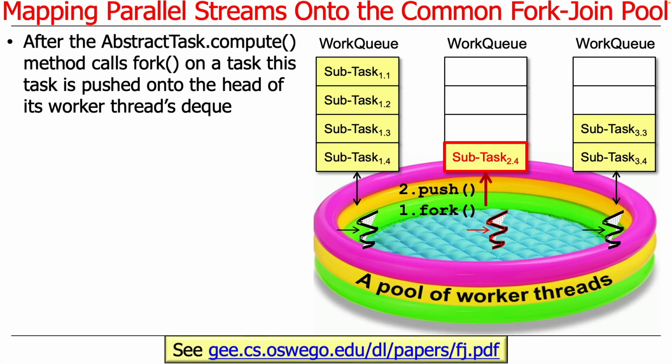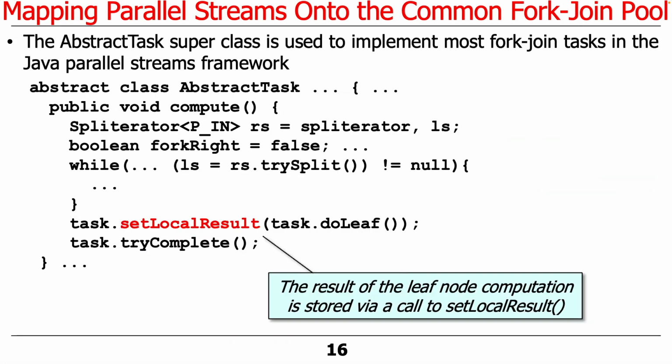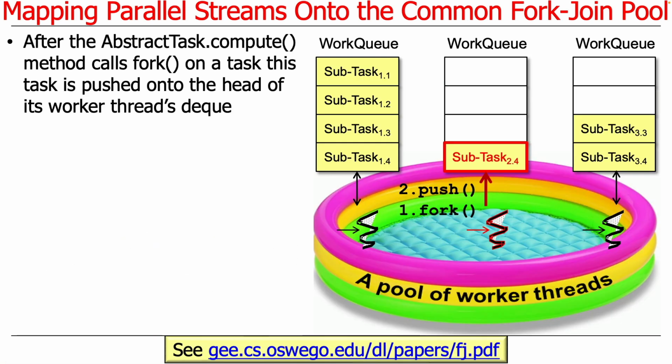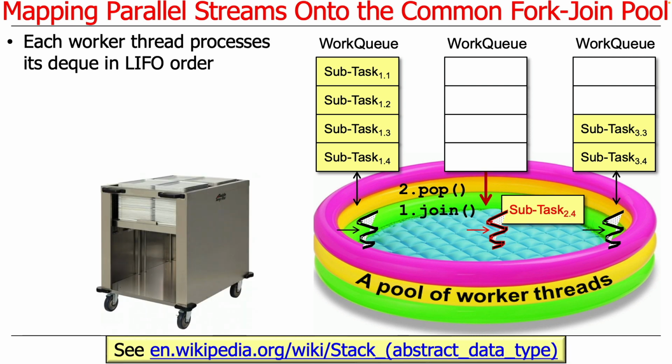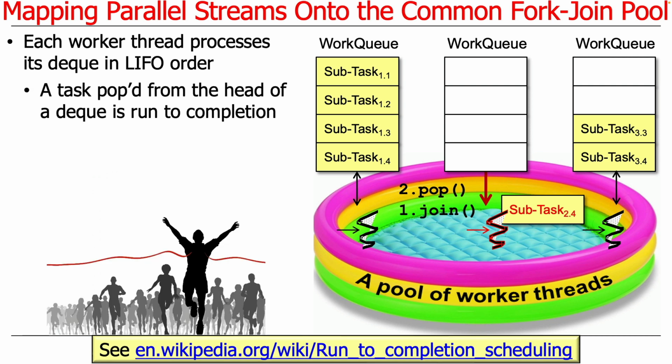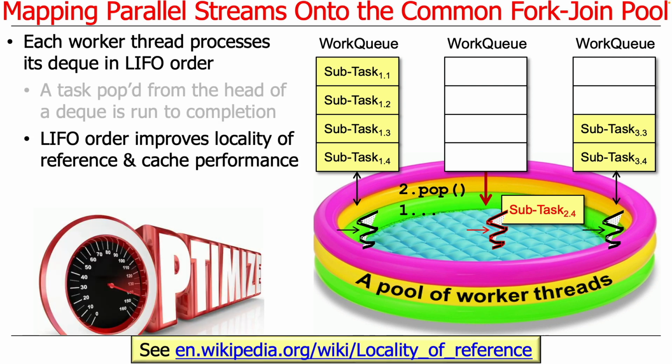So after all of this stuff gets done, every time something calls fork, in this example we just saw back over here, that fork is stuck on the head of the worker thread's deque, and then it's either going to be stolen or it's going to run at some point. Each worker thread processes its deque in LIFO order once it's finished doing all the looping stuff we saw. And when it's popped off from the head of the deque, it's run to completion. The LIFO order improves locality of reference and cache performance.